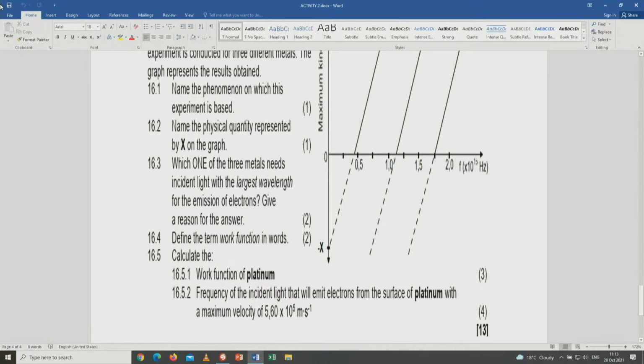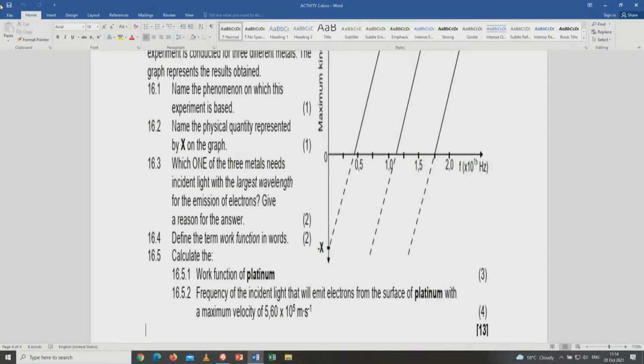Okay, then moving on to the last question. Here the last question is 16.5.2. We are asked to calculate the frequency of the incident light that will emit electrons from the surface of platinum with the maximum velocity of 5,60 times 10 to the power 5 meters per second. Here they want the frequency. So every time when you do this calculation, we start with the photoelectric effect formula.